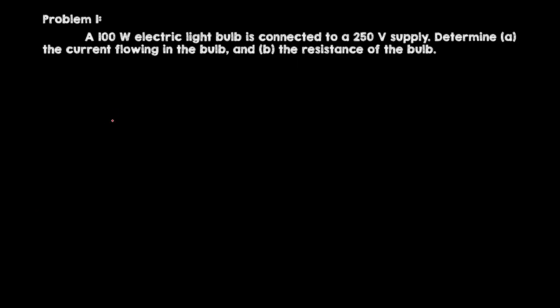A 100 watt electric light bulb. Again, yung watt is yung power rating ng ating mga appliances. So, in this case, electric light bulb yung ating hinahanapan. Let's continue. A 100 watt electric light bulb is connected to a 250 volt supply. Determine A, the current flowing in the bulb, and B, the resistance of the bulb.